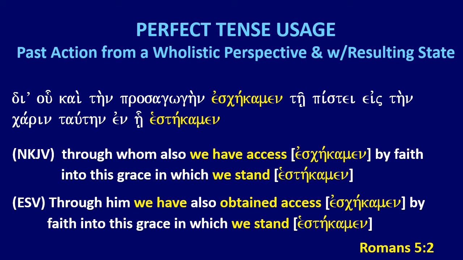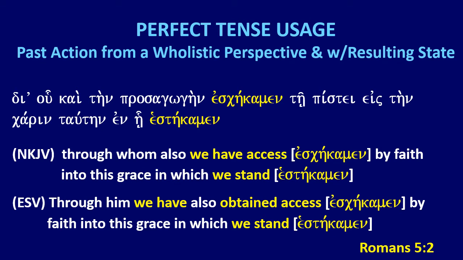Both translated or understand it, the perfect tense there, as having present significance. And what's clearly implied is that we have stood in the past, but we are presently standing in this grace. But in the first part of the verse, there's some disagreement as to whether it should be viewed as past tense, like the ESV, "We have obtained access." That would be that holistic perspective of the perfect tense. Or is it like the New King James Version that emphasizes the present resulting state?